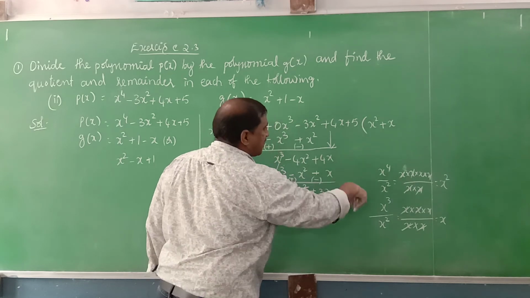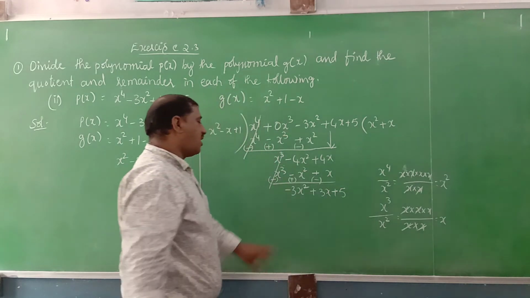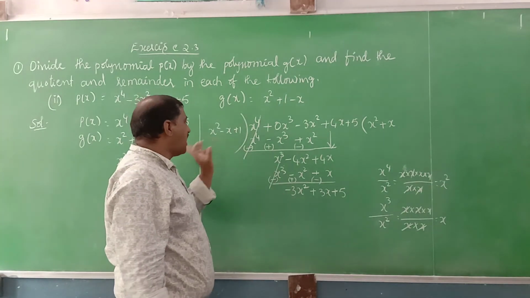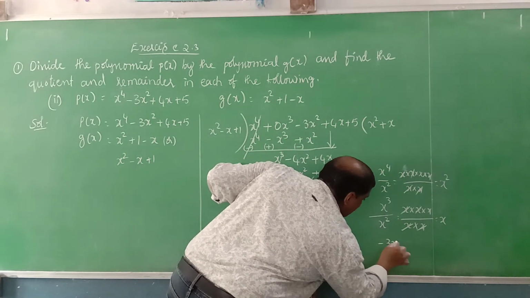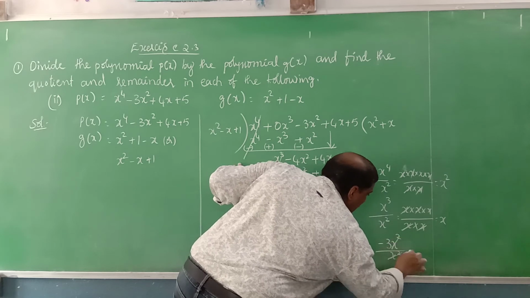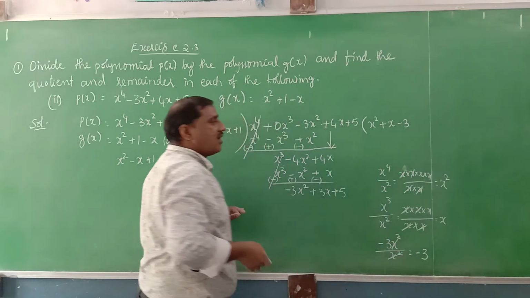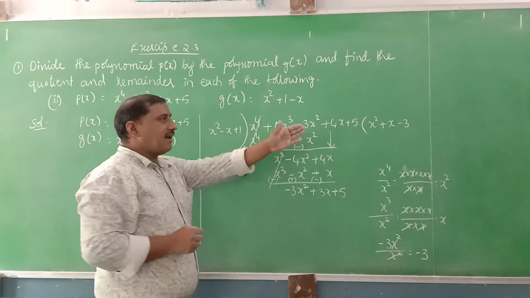Next bring the next term. What is the next term? It is plus 5. Now again divide the first term of the third dividend with the first term of the divisor. That is minus 3x square divided by x square. X square and x square are cancelled. We get minus 3. So write in the place of quotient minus 3.